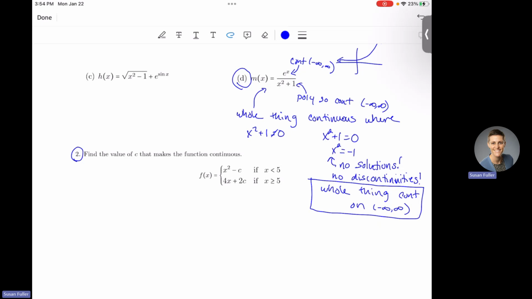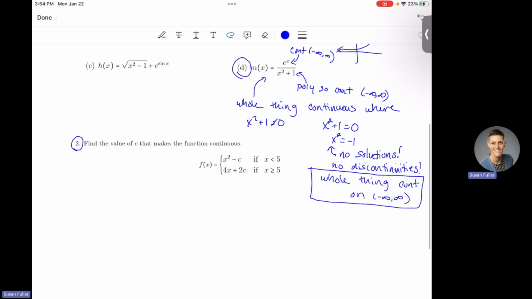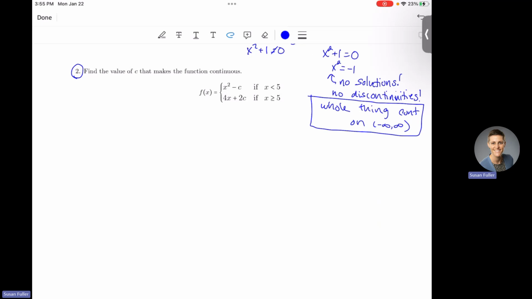Okay, so then the last one, find the value of c that makes this piecewise function continuous. We talked about piecewise functions a little bit on Friday. So in order to have a piecewise function be continuous, I need the two ends of this to come together, right? I need them to match. I know this isn't exactly what my function is going to look like, but are you okay that our breaking point is 5, right?